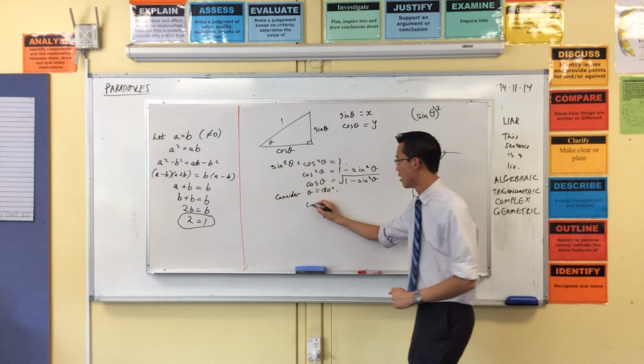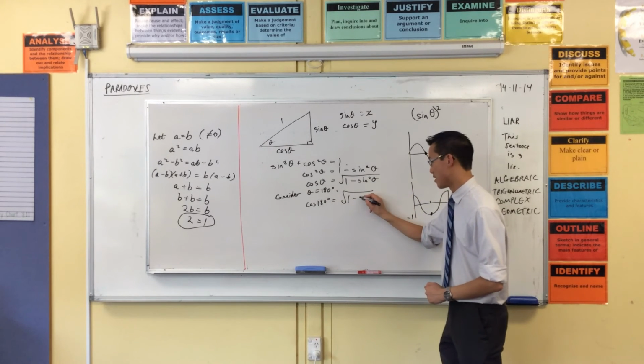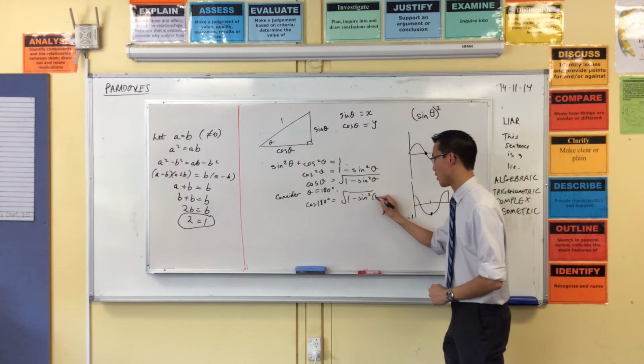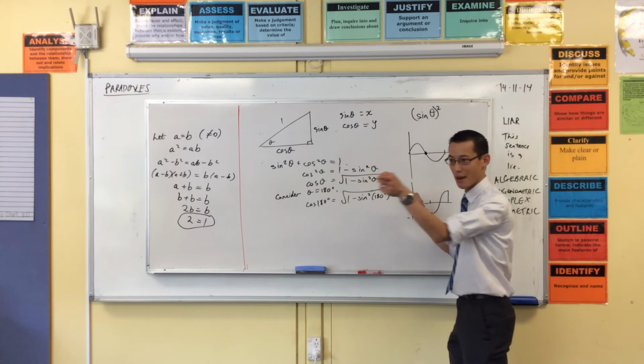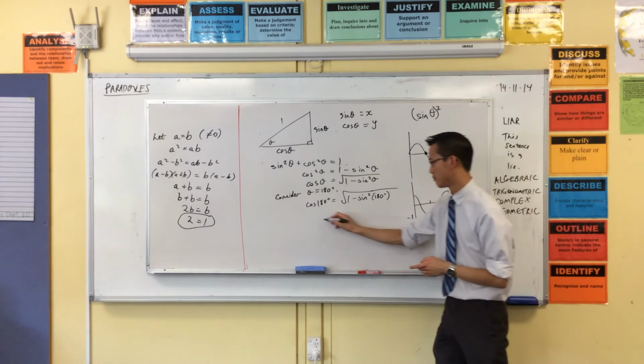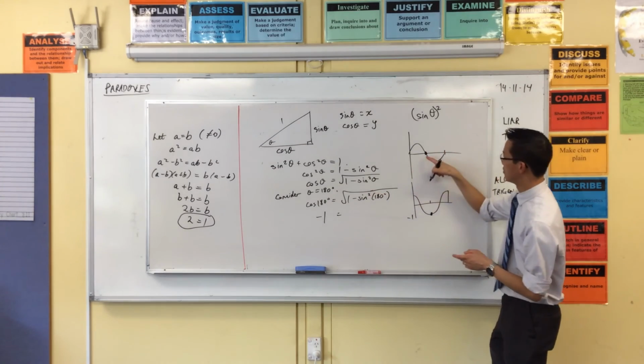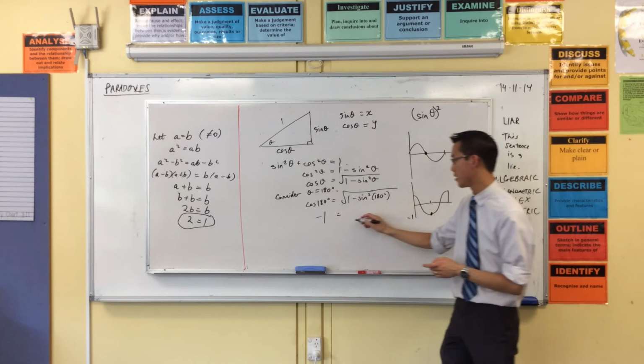Well, cos of 180 degrees equals the square root of 1 minus sine squared of 180 degrees. You see what I mean by the brackets flying around? Okay. Cos 180 equals the square root of 1 minus 0 squared.